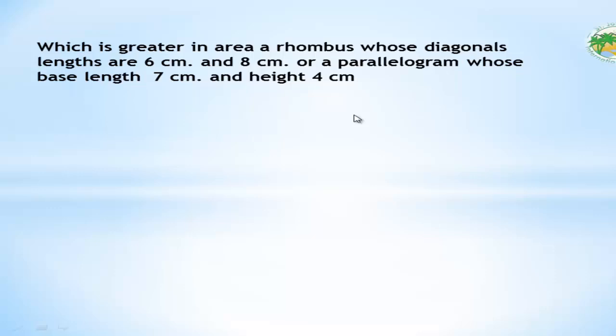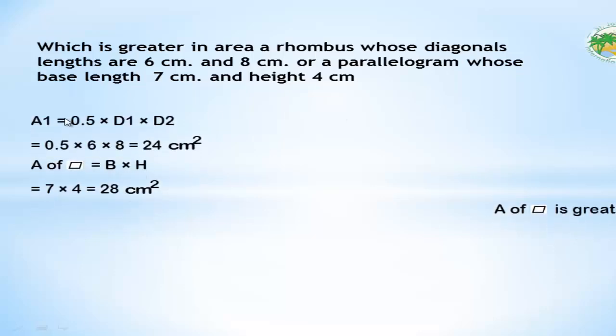Now, fine. Number 1, area 1 equals half time d1 time d2, half time 6 time 8 equals 24 centimeter square. The second polygon, the area of parallelogram is base times height, 7 time 4 equals 28 centimeter square. Now which is the greatest area? Area of parallelogram or area of rhombus? Here 28 centimeter square and here 24 centimeter square. Then the area of parallelogram is greater than the area of rhombus.